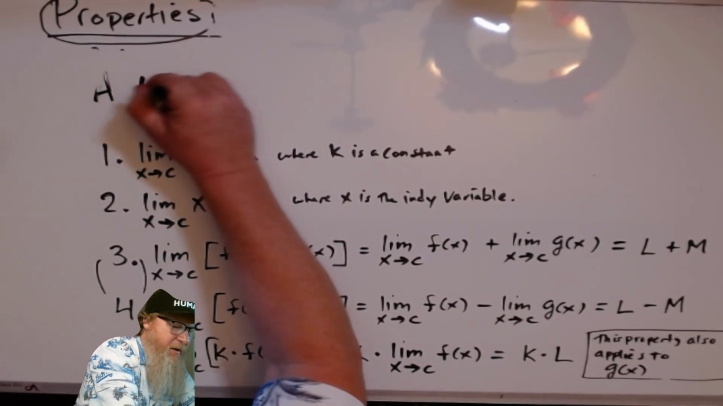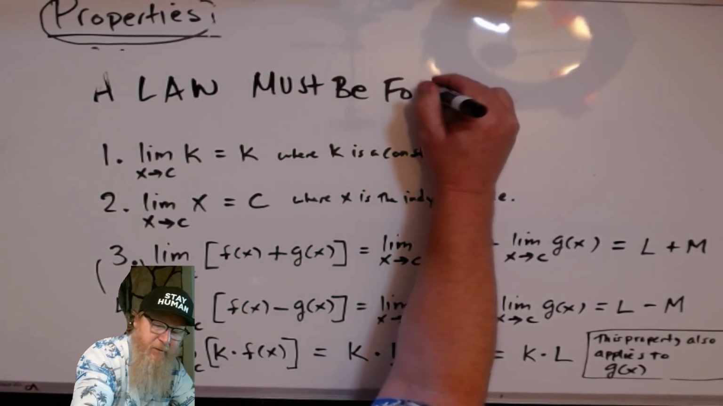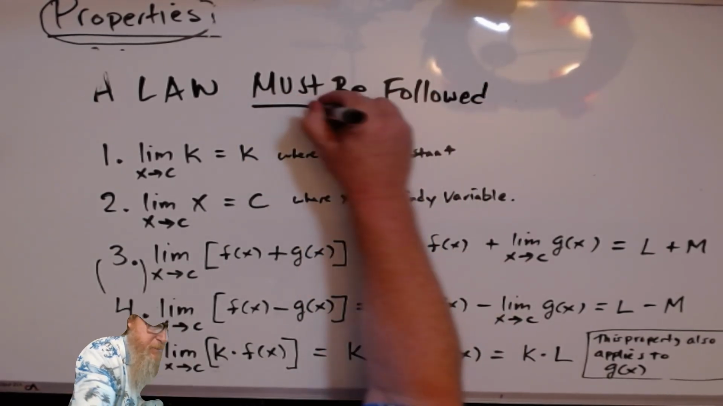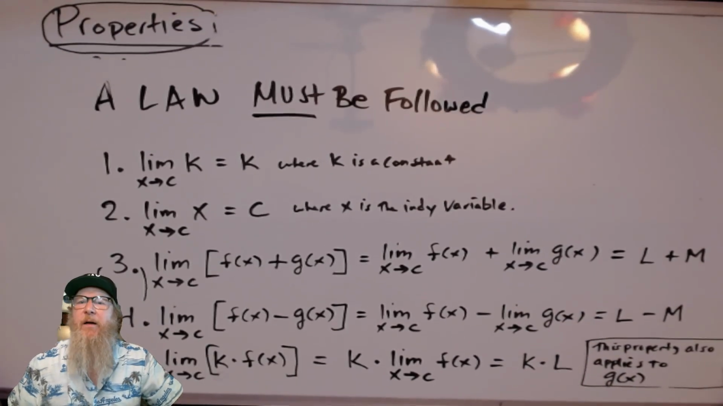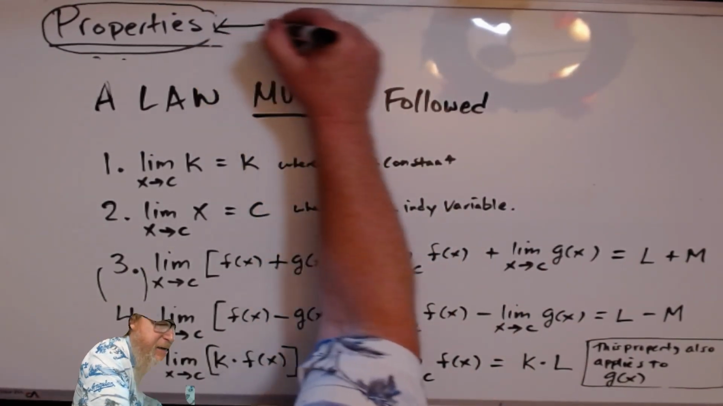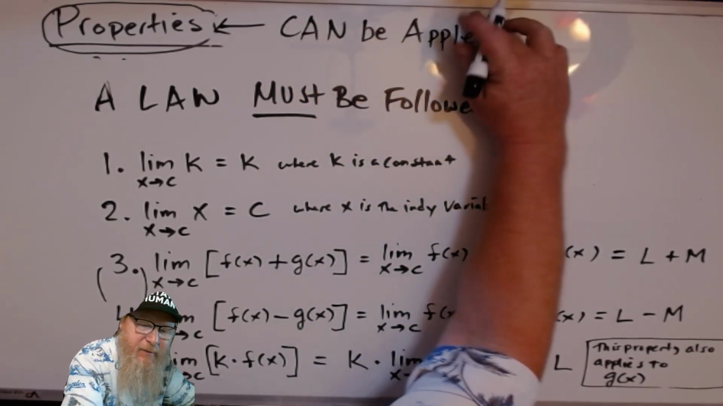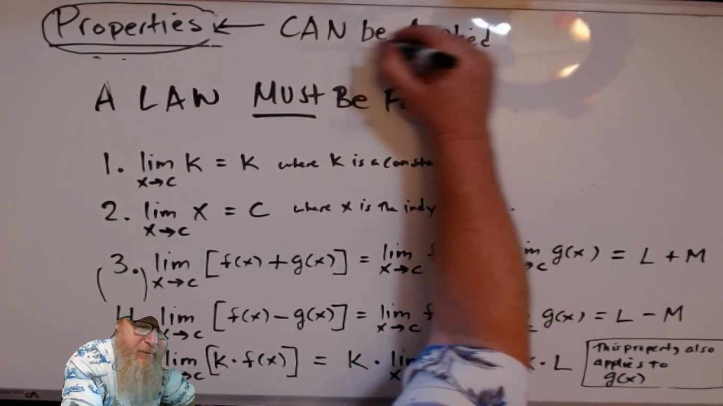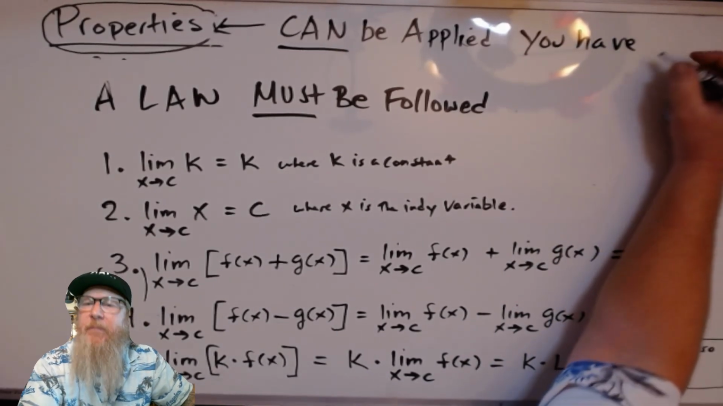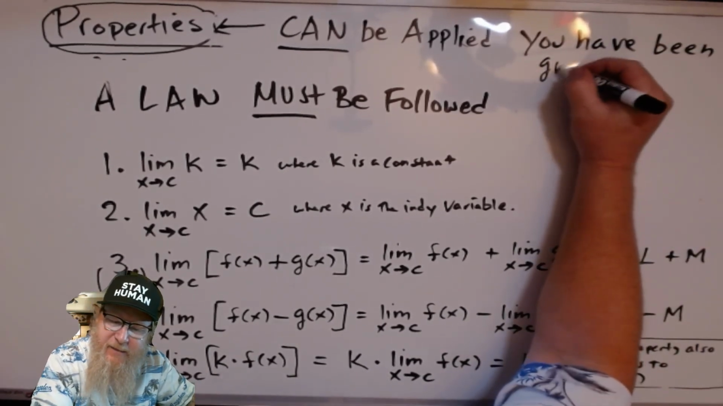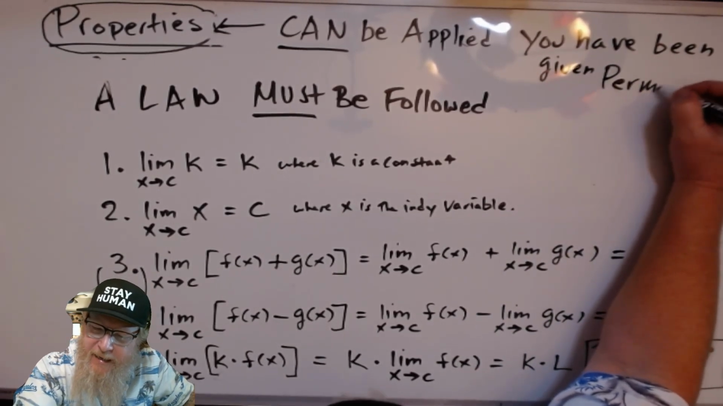So a law must be followed. If we called it a law, which is the way I was raised, you must follow the law. But a property can be applied. Right? You have permission. And it's a much different way of thinking about what a property is.